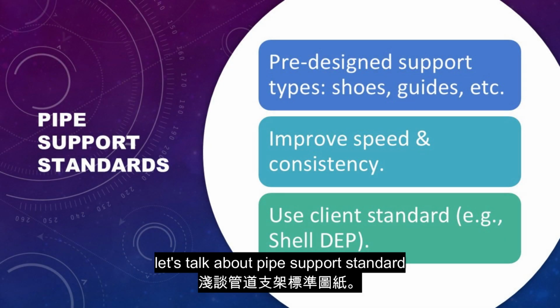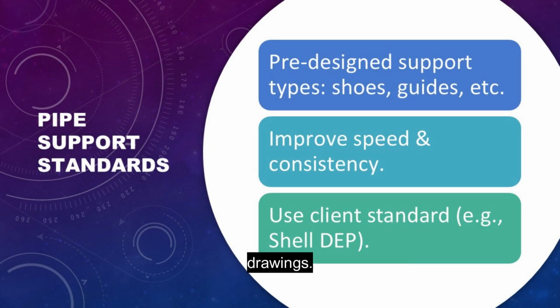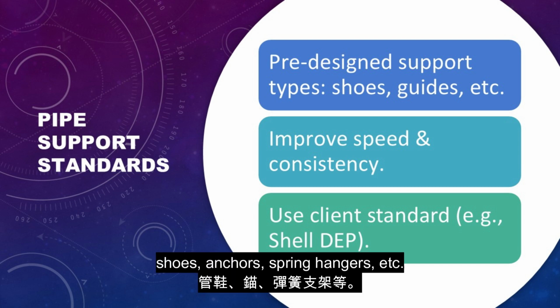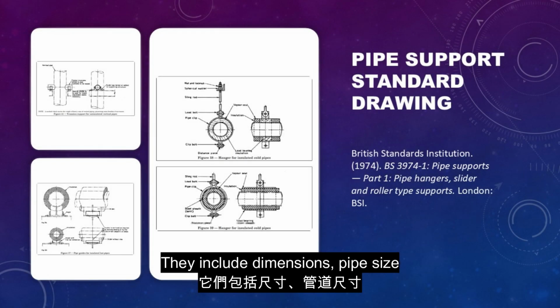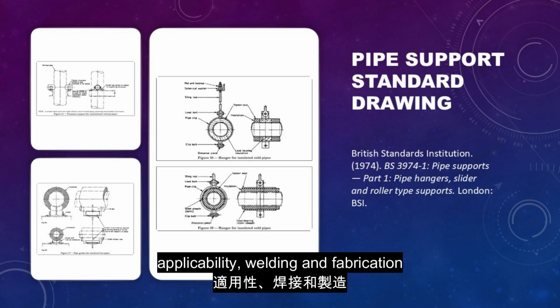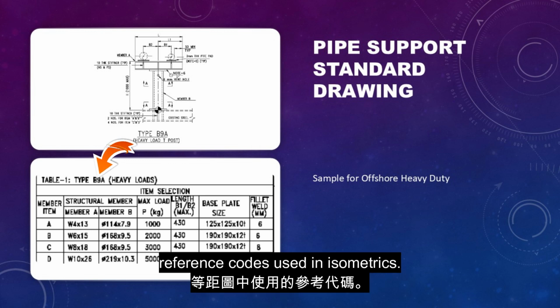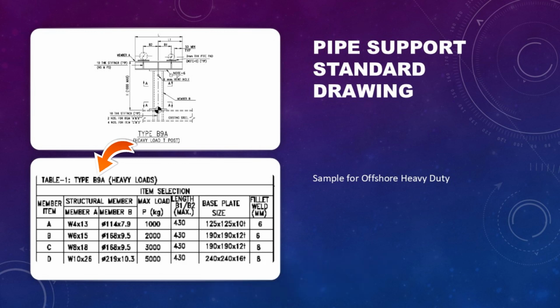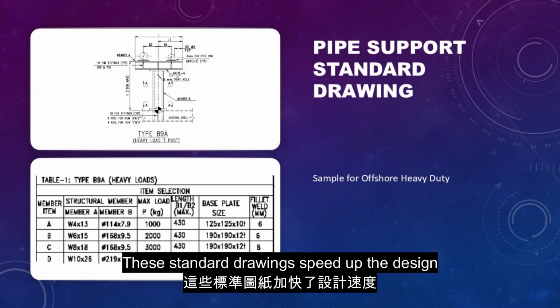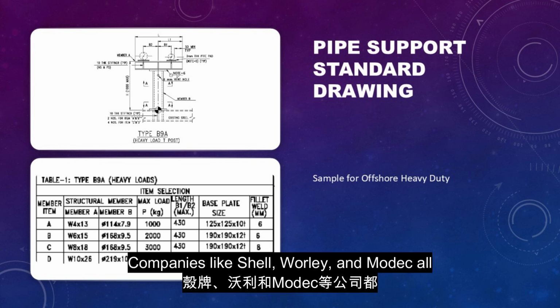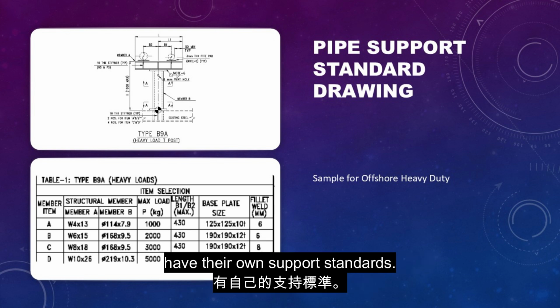Next, let's talk about pipe support standard drawings. These are technical documents with pre-designed support types: shoes, anchors, spring hangers, etc. They include dimensions, pipe size, applicability, welding and fabrication details, material specs, and reference codes used in isometrics. These standard drawings speed up the design and avoid repetitive calculations. Companies like Shell, Worley, and Modec all have their own support standards.